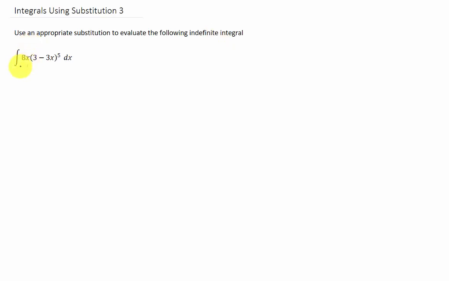With this integral, we're asked to come up with our own substitution. I'd say this is a pretty difficult problem to start with. This is only the third substitution problem we've done, so this one is a bit tough, but let's just see what happens with it. You'll notice that you have this function to the 5th power.